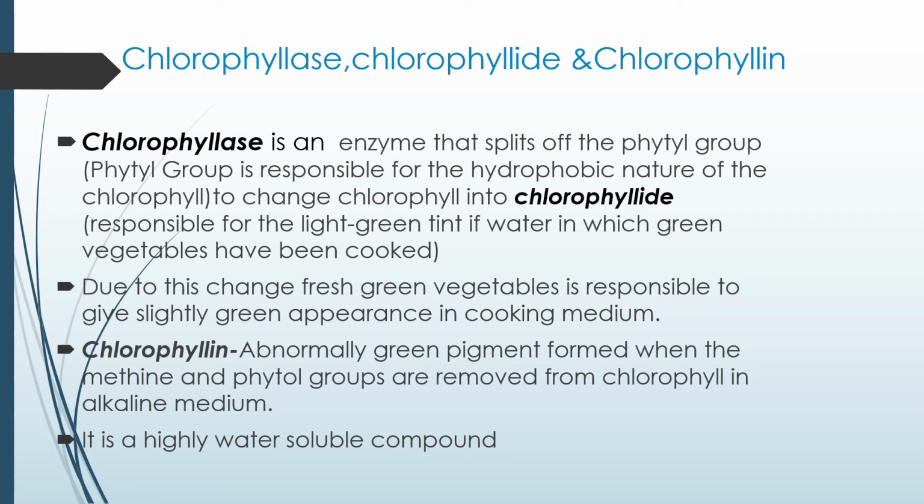Chlorophyllin is an abnormally green pigment that is formed when the methyl and phytol groups are removed from chlorophyll in alkaline medium. Here they are talking about the cooking of green vegetables in an alkaline environment. It is a highly water-soluble compound.